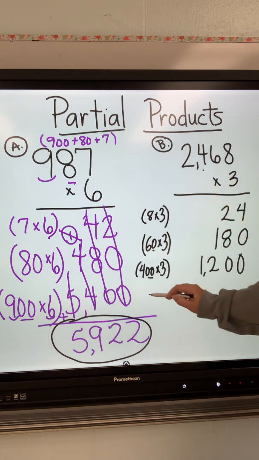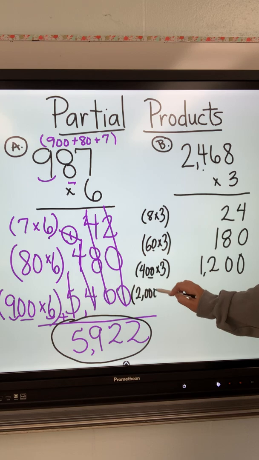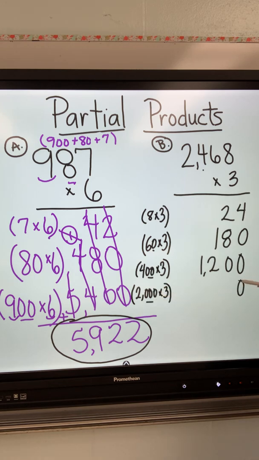Then I'm going to look at the last digit. It is a 2. It's in the thousands place, so the value is 2,000, and I'm going to multiply it times 3. I have 3 zeros in that factor. I can go ahead and bring them in my product. 2 times 3 is 6. So that product is 6,000. And then I'm going to add each of these products together to get my final product.